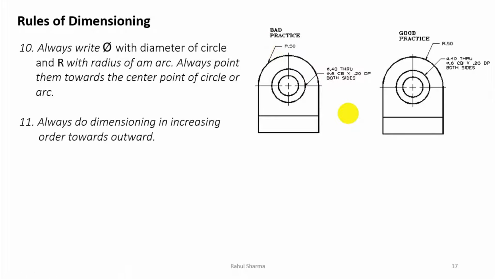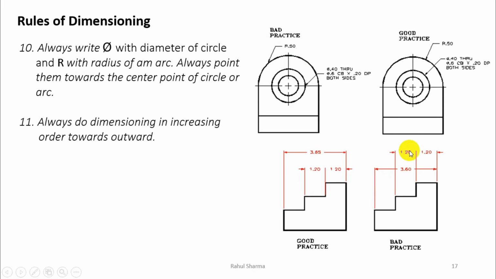The next one is to always do dimensioning in increasing order towards the outside. Here the smaller dimension was 12 and this is the bigger one. So the better way is that the bigger one should come outside, and the smaller dimension should come first.